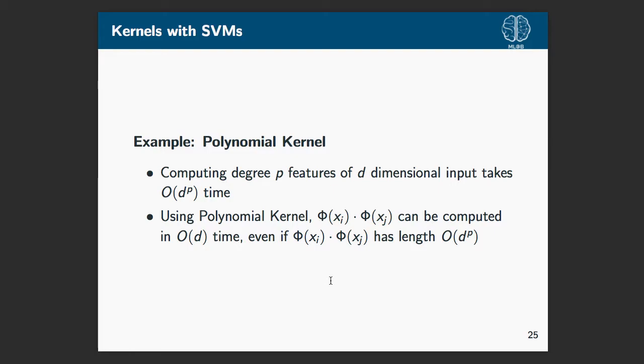So if we're computing a degree p polynomial and we have input with d dimensions in it, so d different features, that'll be on the order of O of d to the p time, which is really large, especially as you have a lot of features or a lot of dimensions. And this is if you do it without kernels. But if we do have kernels, we can compute this function in O of d time, even if the dot product itself has a length of O of d to the p.